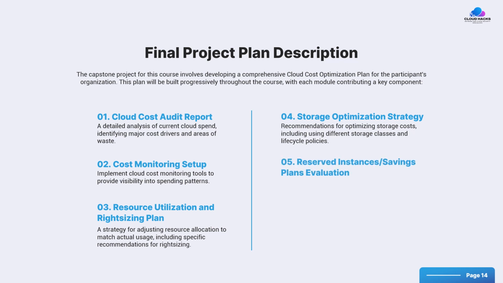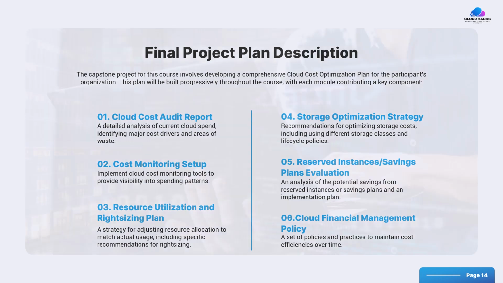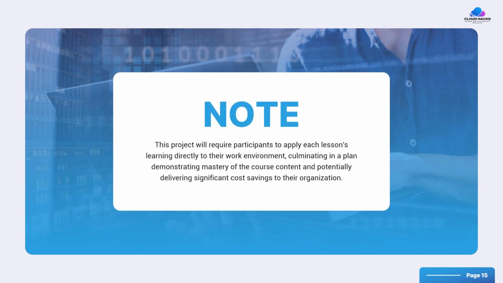5. Reserved Instances/Savings Plans Evaluation. An analysis of the potential savings from reserved instances or savings plans and an implementation plan. 6. Cloud Financial Management Policy. A set of policies and practices to maintain cost efficiencies over time. This project will require participants to apply each lesson's learning directly to their work environment, culminating in a plan demonstrating mastery of the course content and potentially delivering significant cost savings to their organization.